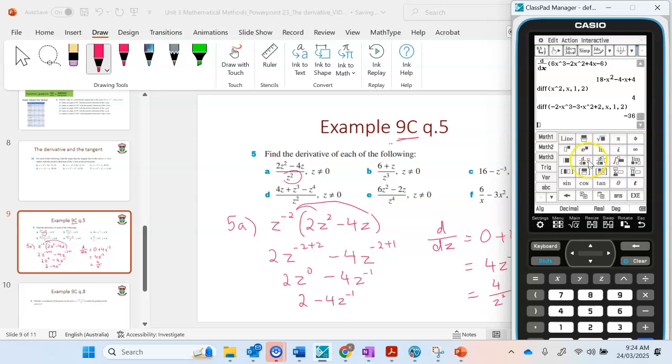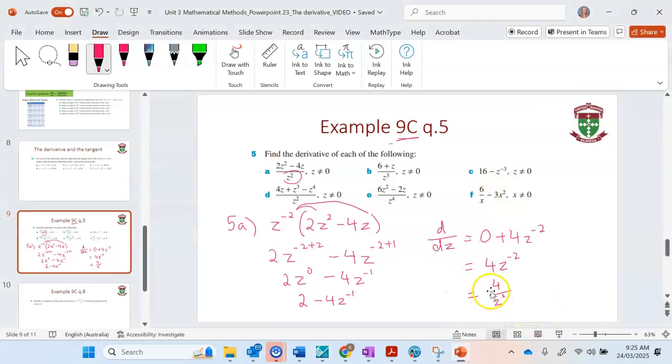All right, so just to check our answer, we can do d/dz. We can use x if you like, just make sure that you go back and write your answer in terms of z. All right, 2z to the power of 2 minus 4z all over z squared. So we get 4 over z to the power of 2, which was the second one I had.